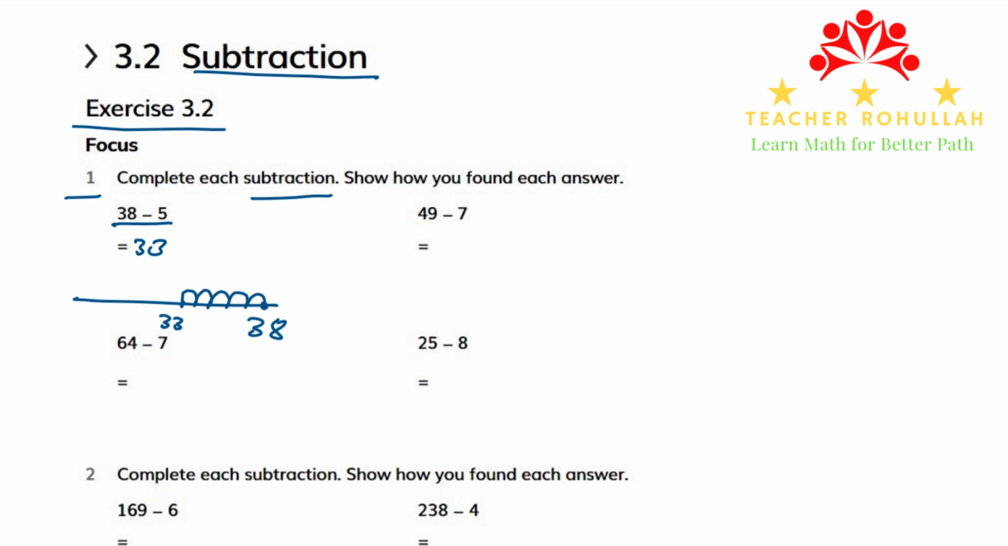The second problem is 49 minus 7. Again, I will draw a line. We suppose this point is 49. We count back 7 numbers. So 48, 47, 46, 45, 44, 43, 42. How many numbers did we count back? 1, 2, 3, 4, 5, 6, 7. Means if we subtract 7 from 49, we will get 42. So I will write 42 over here.